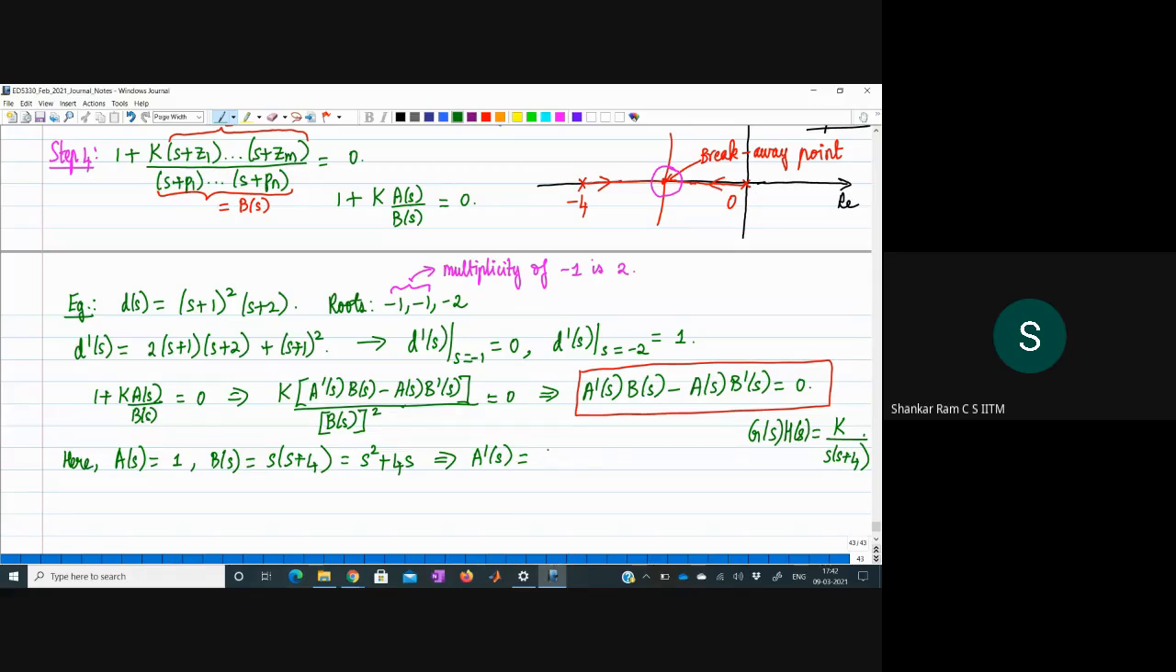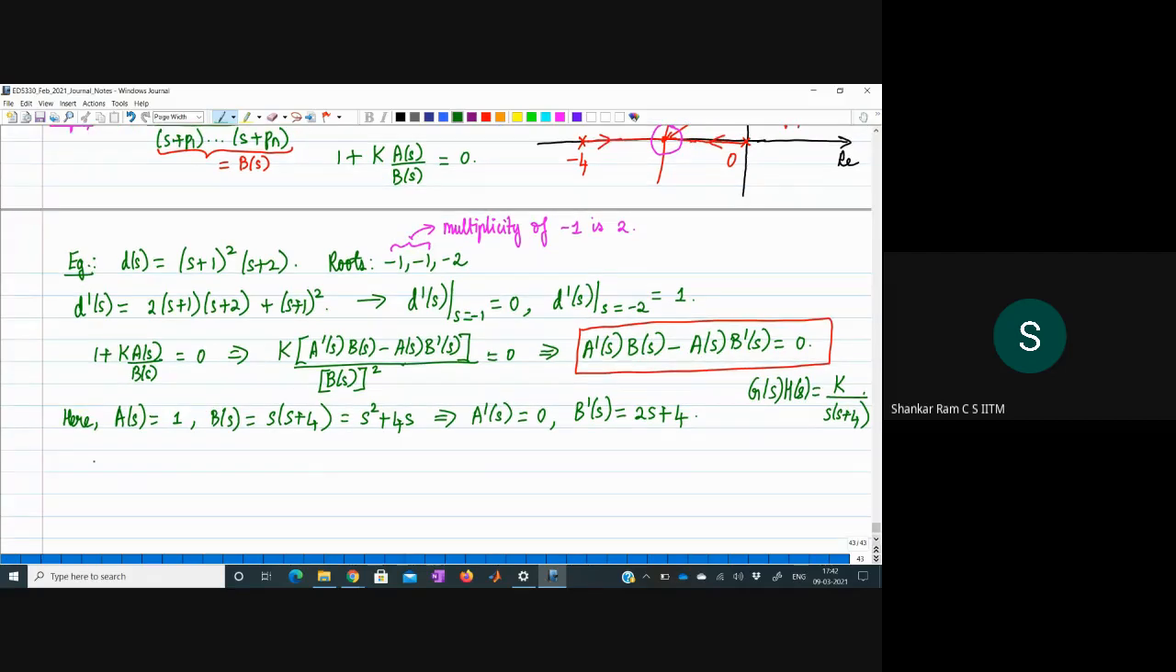If you take the derivative of 1 with respect to s, what will we have? You'll have 0, right? Because it's a constant term. And what will be the derivative of b of s with respect to s? 2s plus 4. So this is what we have. So consequently, what we have is the following.